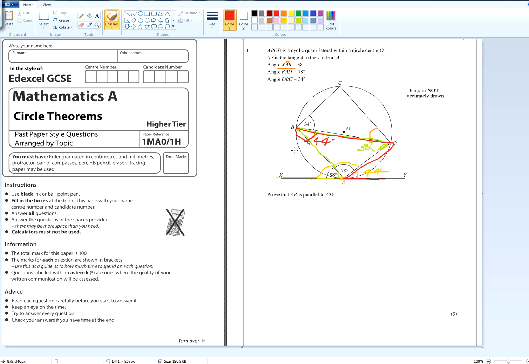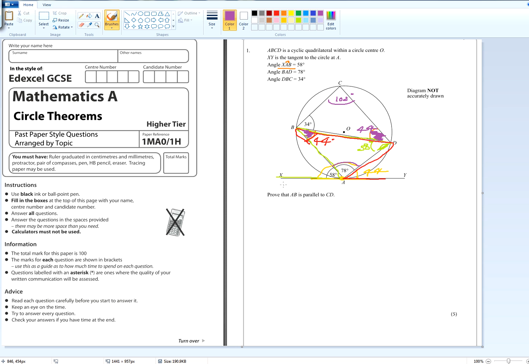Then we have the angles, opposite angles of a cyclic quadrilateral add up to 180. So this angle here 78 and this angle here must add up to 180. So 180 minus 78 gives us 102 degrees. If this is 102 degrees and that's 34, the angles inside a triangle add up to 180. So that means this missing angle here will be 44. Lovely. Now, what did we say earlier? As long as this angle here is the same as this angle, then that's the proof that these two lines are parallel. So let's go through the maths now.